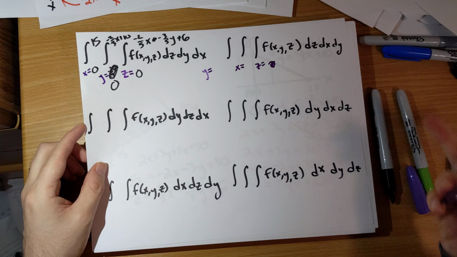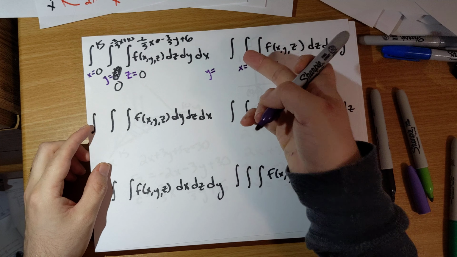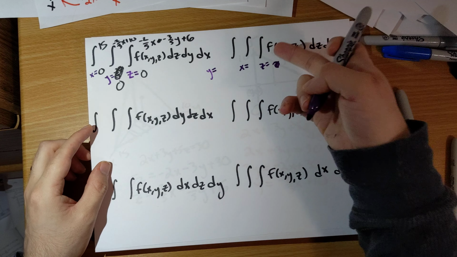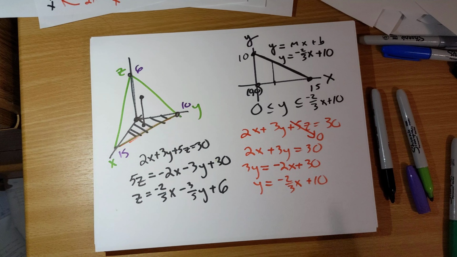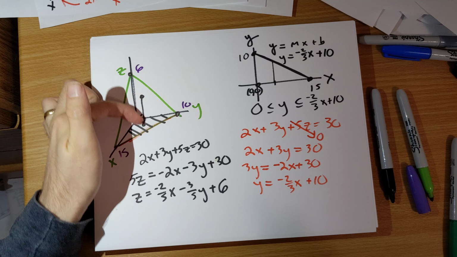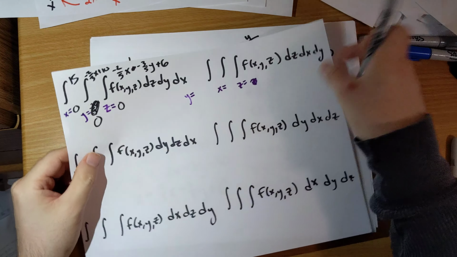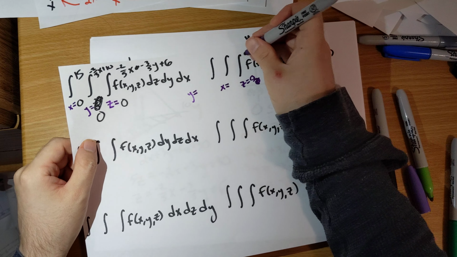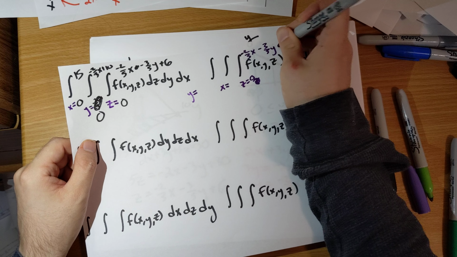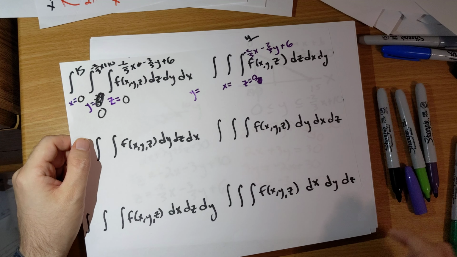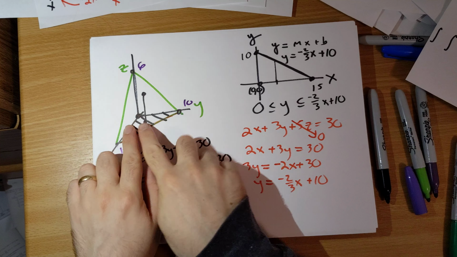Sorry, I just said that in the wrong order. Z first, then x, then y. Once again, we want bounds in z in terms of x and y. For a generic point in the xy plane, z is still going to run from 0 to negative 2/5 x minus 3/5 y plus 6. So that doesn't change.